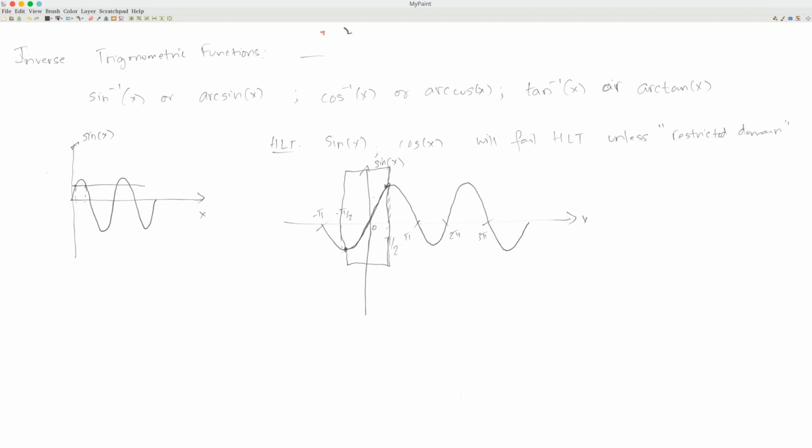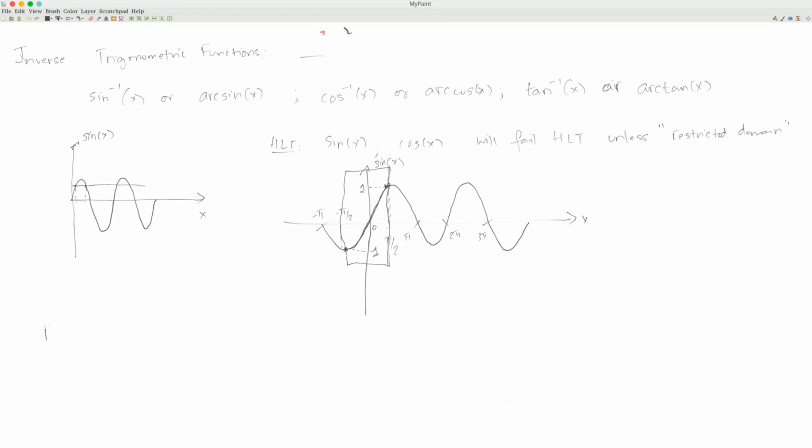If I drew a horizontal line through that curve, it is going to touch at exactly one point. So by restricting the domain between negative pi over 2 and pi over 2, the sine function could have an inverse. So if you look at it, the value of x is between negative pi over 2 and pi over 2. The value of y is between positive 1 and negative 1.